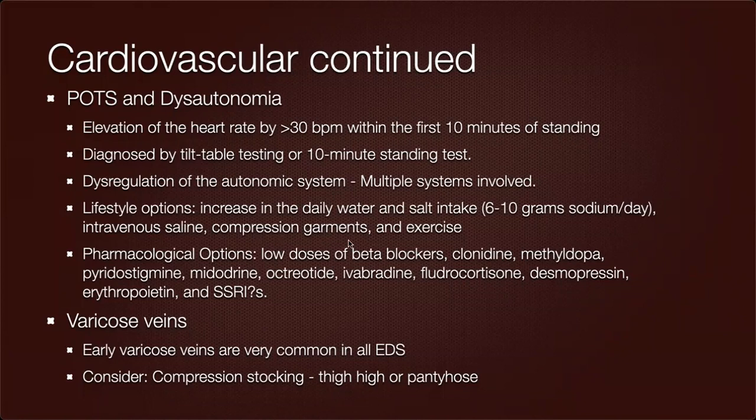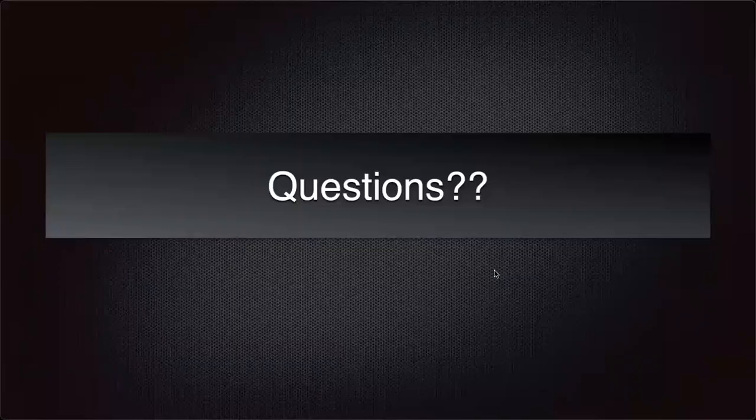But compression garments, if they can be tolerated, if the skin will let you, and then regular movement and exercise can be somewhat helpful. There are a lot of pharmacological options. I won't go through all of them, but we've tried many with many people. And then early varicose veins are common in every form of Ehlers-Danlos and arguably every form of hypermobility. Compression socks are good for those too. So sometimes you get a 2-for-1 on those. Now I'll get to more of them.